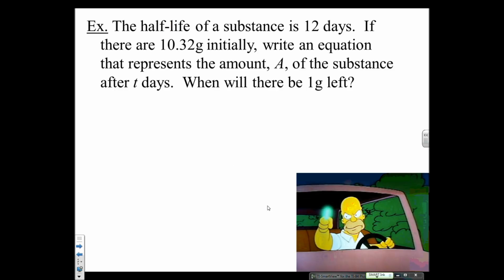All right, word problem. The half-life of a substance is 12 days. If there are 10.32 grams initially, write an equation that represents the amount A of the substance after t days. When will there be 1 gram left? Okay, well, let's start off by realizing this is an exponential model.